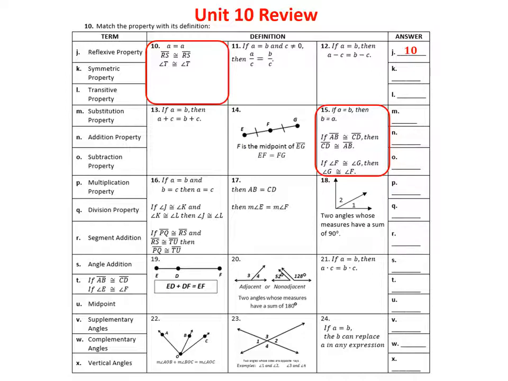If two things are equal to each other, I can switch the order and say they're still equal to each other. So K is 15.